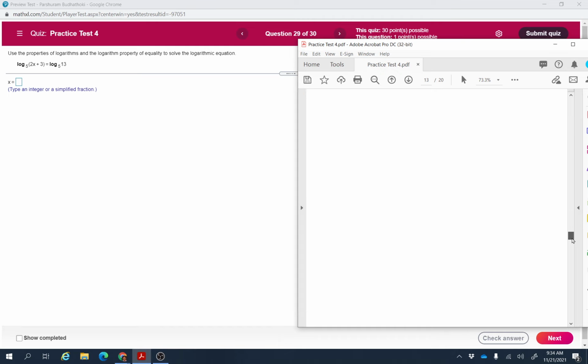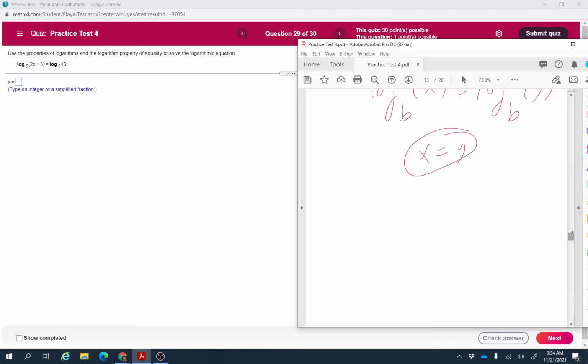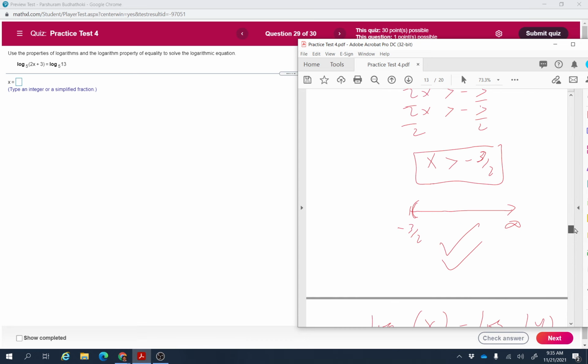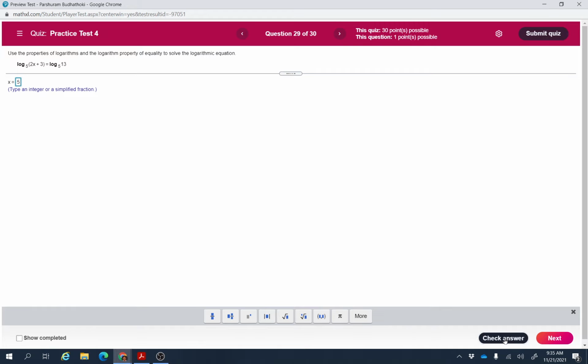Now, after finding the domain, we can accept any answer from here. For solving this equation, we can use the fact that if log base b of x equals log base b of y, then x equals y. So in this problem, you have the same log base 5, so we can write 2x plus 3 equals 13, and if you solve for x, 2x equals 10, and if you divide both sides by 2, x equals 5. After finding the solution, just go back and check, is it in this domain? The answer is yes, so we can write, okay, x equals 5 is the answer.